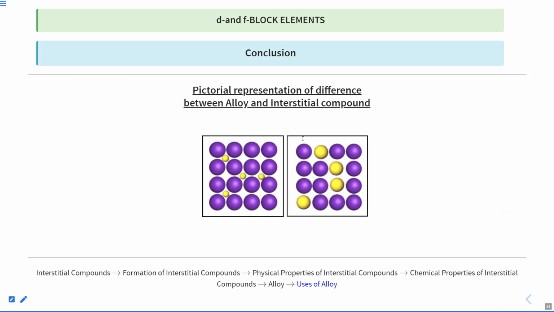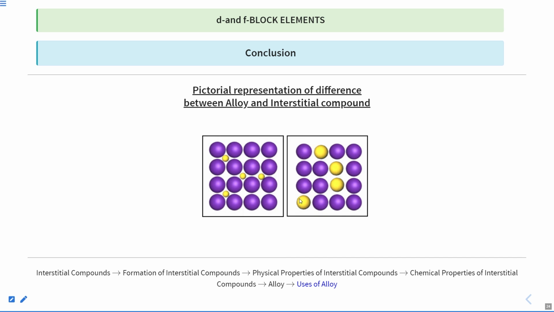Now, this picture will make clear the difference between alloy and interstitial compound. If I ask you which is the example of alloy and which is the example of interstitial compound, this is your alloy and this is your interstitial compound. In interstitial compound, the violet balls represent the parent atom elements. In between we have small gaps. The small elements get in between and this creates a lattice. Clear?